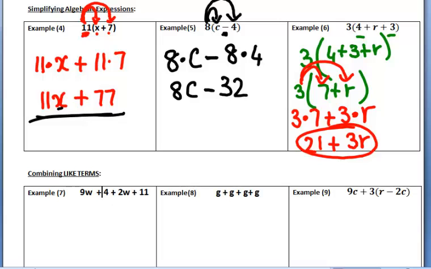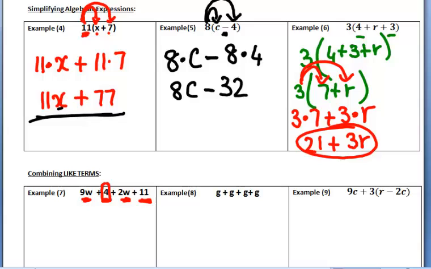All right. Let's go ahead and look at the last part of this lesson, which is combining like terms. That means I have some terms in this which I am going to put together and simplify, or go to the maximum that I can simplify. All right, let's take a look. I have 9w plus 4 plus 2w plus 11. I see some like terms here. I have a 4 and an 11, which are just numbers, and I have a 9w and a 2w.